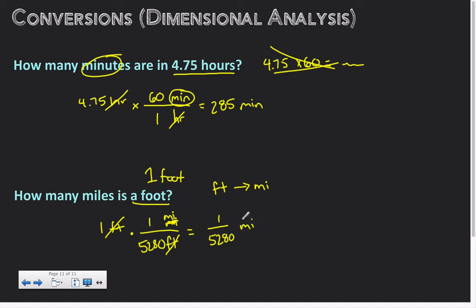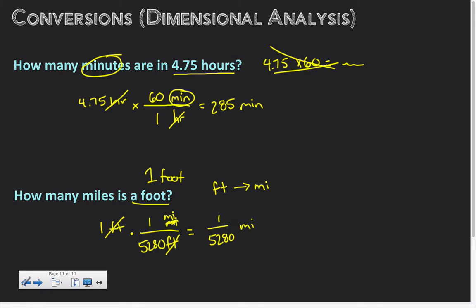And that makes a lot of sense, right? Because 1 foot is 1/5,280th of a mile. It's 1 out of the 5,280 that it takes. So then I could do a decimal conversion here if I wanted to, or this is exactly the answer.